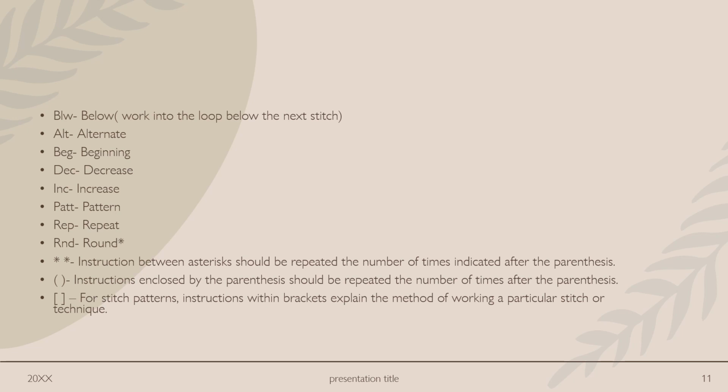INC, increase. PATT, pattern. REP, repeat. RND, round. The symbols show instructions between asterisks should be repeated the number of times indicated. The brackets. Instructions enclosed by the parentheses should be repeated the number of times after the parentheses. The next. For stitch patterns, instructions within brackets explain the method of working a particular stitch or technique.